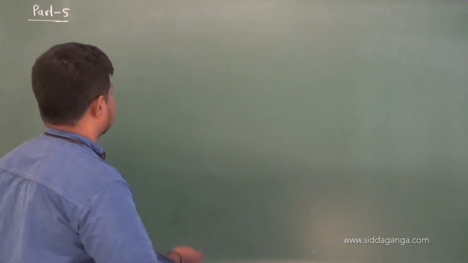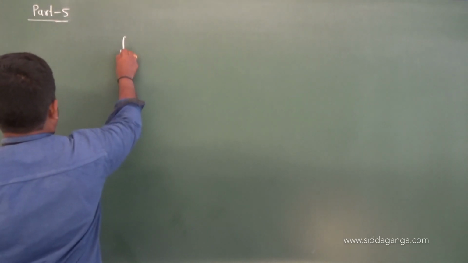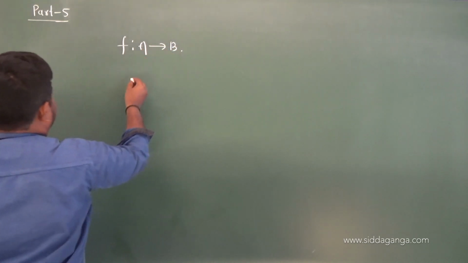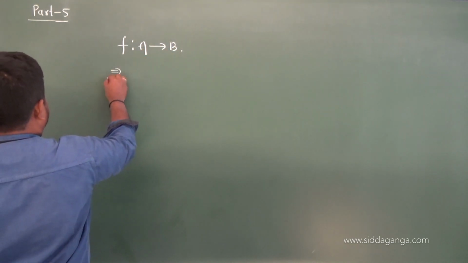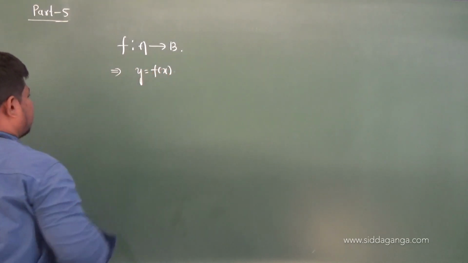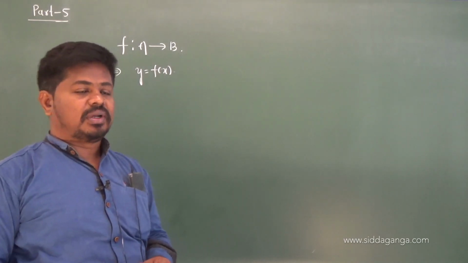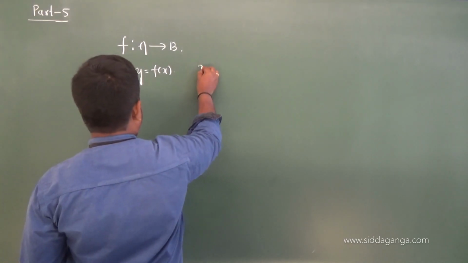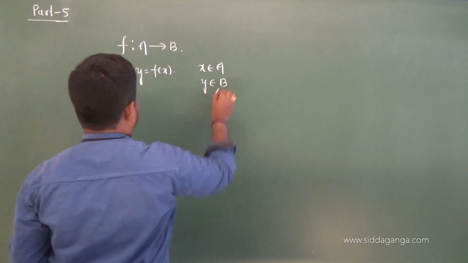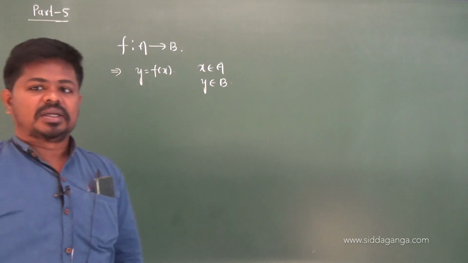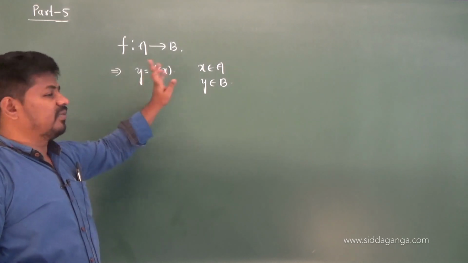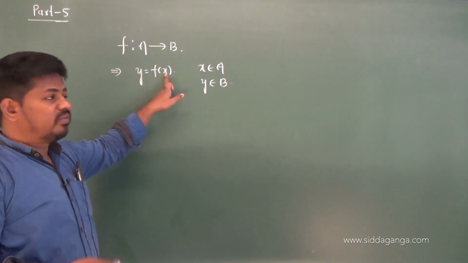If a function is defined from A to B, it is represented by y is equal to f of x, where x is the domain value and y is the range value. So x belongs to set A and y belongs to set B. This is the definition of a function. Every function is denoted by y is equal to f of x. x is a domain value and y is a range value.